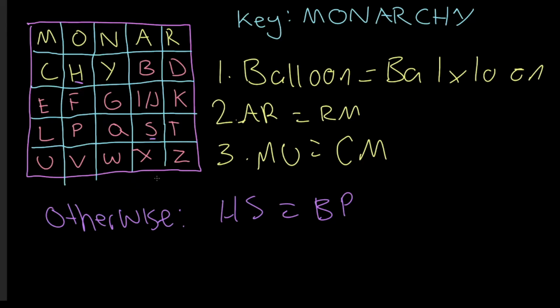I'll do another example as well. Let's use EA. EA would become IM. So we have a look at E, which is over here. So E becomes I, and A becomes M. And that is the Playfair cipher.